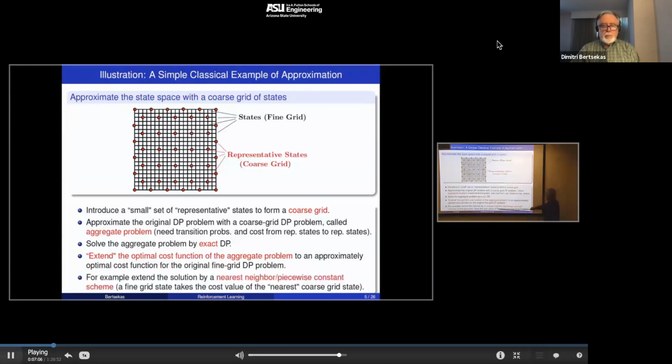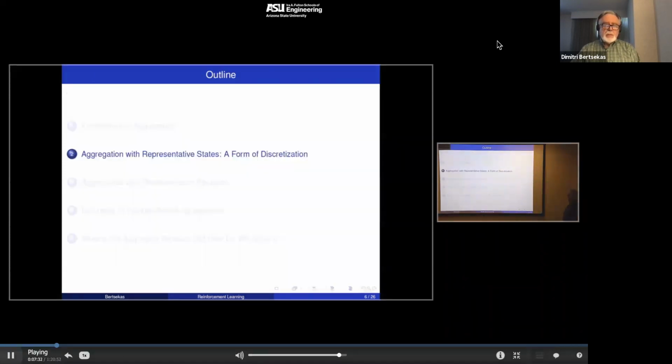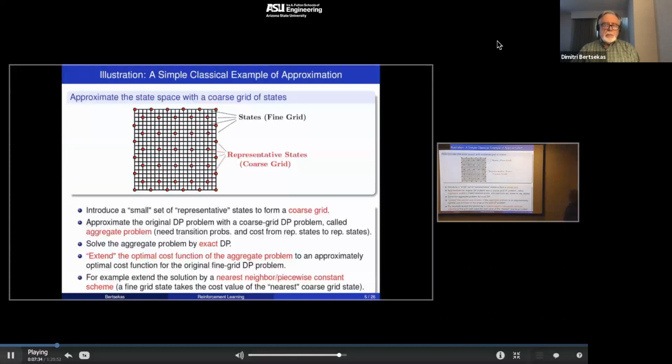One possibility is a nearest neighbor piecewise constant heuristic scheme, where a fine grid state, a black state, takes the cost value of the nearest coarse grid state. Okay? That would give you a piecewise constant approximation, right? And the levels are going to be the exact optimal cost of the red states. Okay, so that's the first idea, and we're going to build on that.